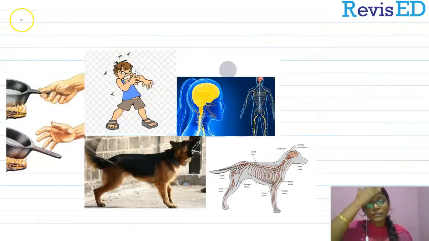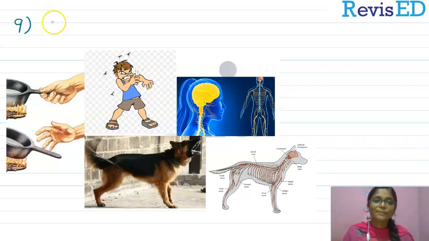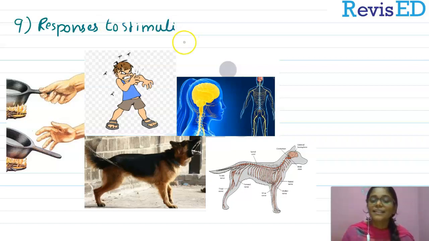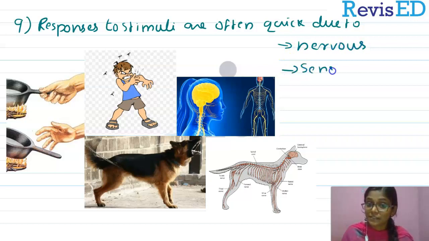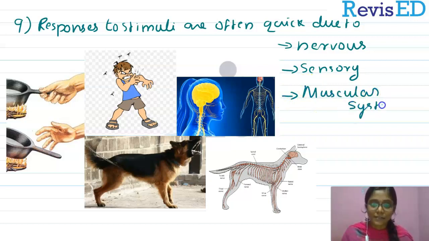Now we are going to look at the next point. As you can see the pictures, you can predict the point, right? Yeah, responses to stimuli are often quick in animals. It is due to a well-developed nervous system, a well-developed sensory system and a well-developed muscular system. These three systems help us to respond to stimuli in a very quick manner.